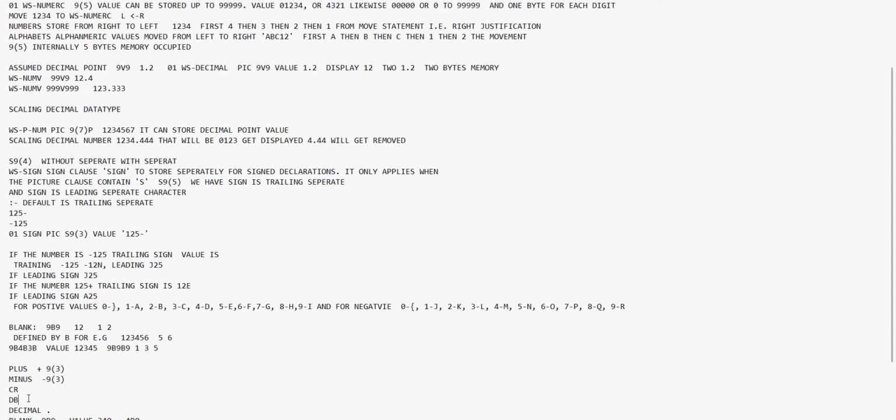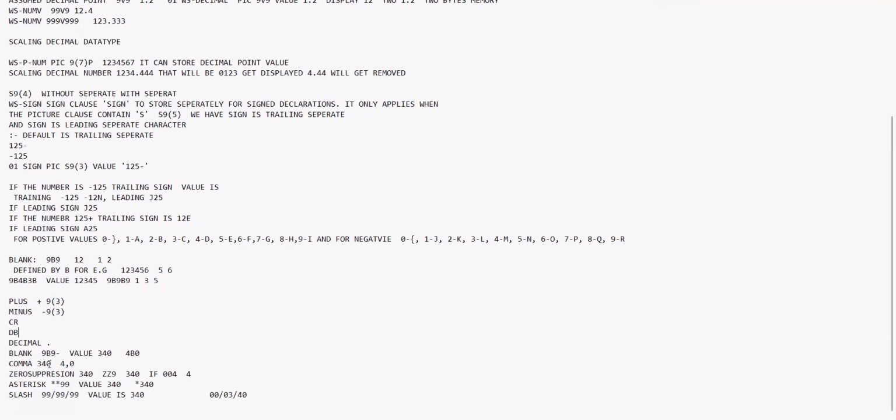And CR and DB, this is for amount fields we can mention, but whenever there is a negative value, it will display CR and DB. Okay, we'll see in the program how we have mentioned. And decimal, this is a real decimal, we can say. If I say 9.9 and I store 12.6, it will show 2.4, because here one digit is given before the decimal, and the whole number is 1, so it will take from here to here, so 2.4 it will display.